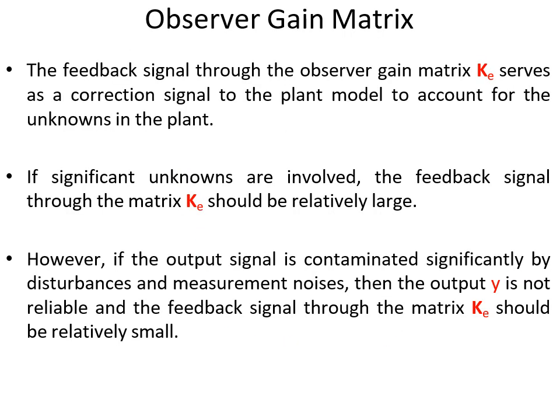The feedback signal through the observer gain Ke serves as a correction signal that corrects the plant model to account for unknowns in the plant.